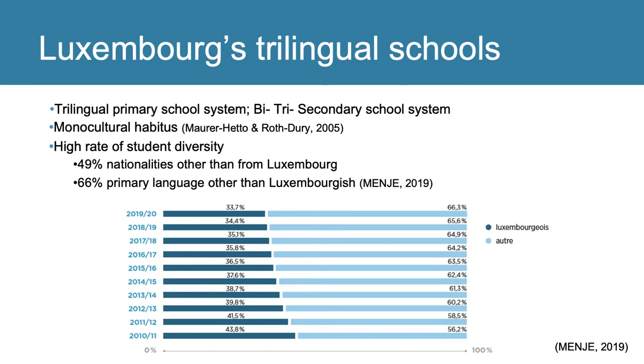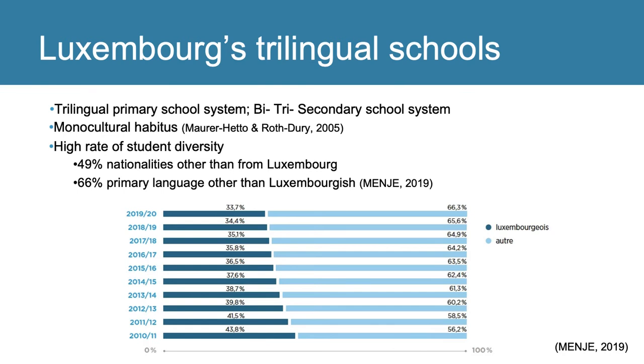of students hold nationalities other than Luxembourgish, and over 60% of students speak primary languages at home other than Luxembourgish, a trend which has been steadily increasing, as is represented in this graph, where dark blue indicates the percentage of students with Luxembourgish nationality, and light blue being those with other nationalities.